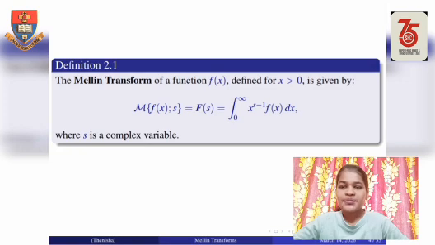Definition of Mellin transform. The Mellin transform of a function f of x defined for x greater than 0 is given by M of f of x comma s equal to F of s, that is, the integral from 0 to infinity of x power s minus 1 f of x dx, where s is a complex variable.